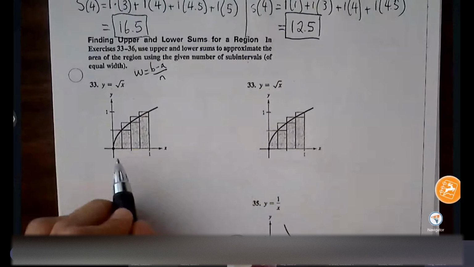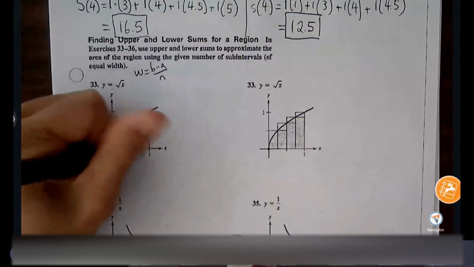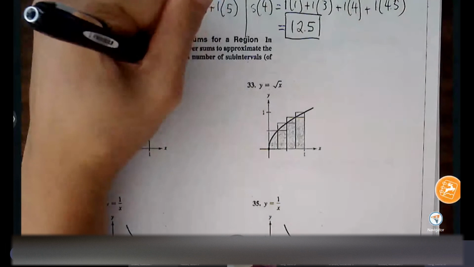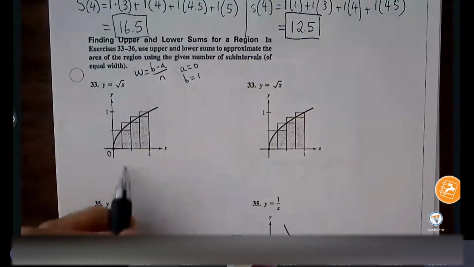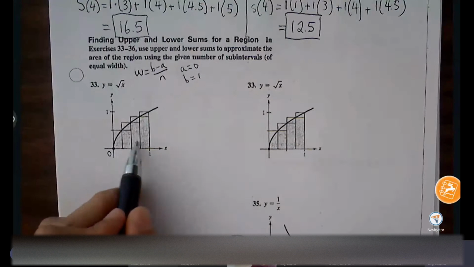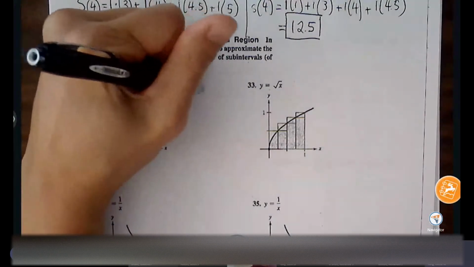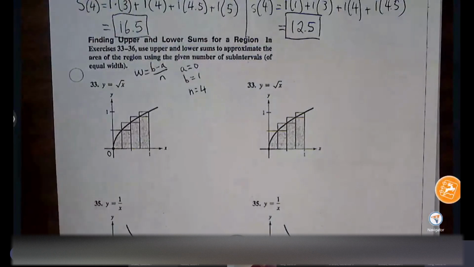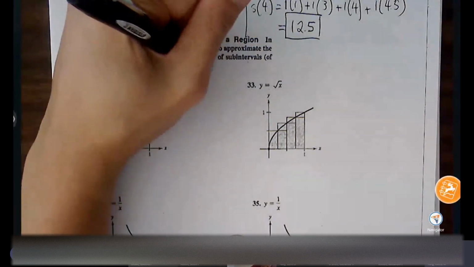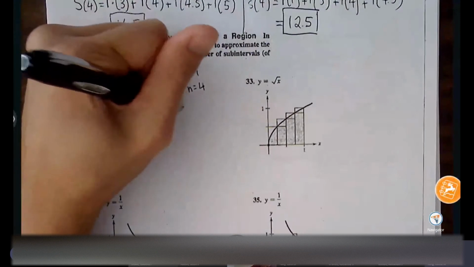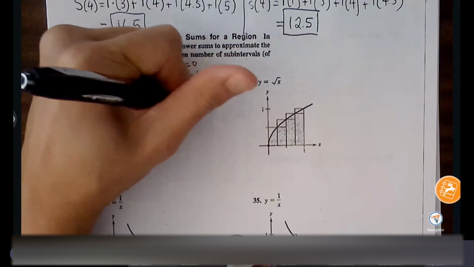The rectangles are already drawn for us. We can tell that our left endpoint is 0, and we're ending at 1. So a is 0, b is 1, and we can count that they've created 4 subintervals for us. So we know our n is 4. Okay, so b minus a over n will give us the width, which is 1/4.